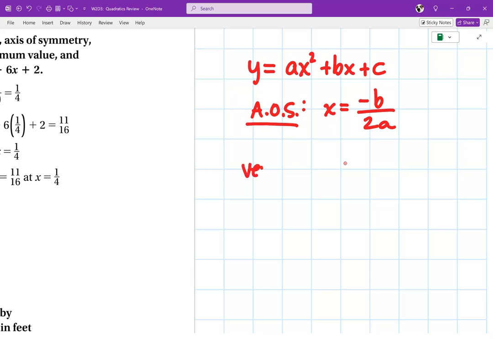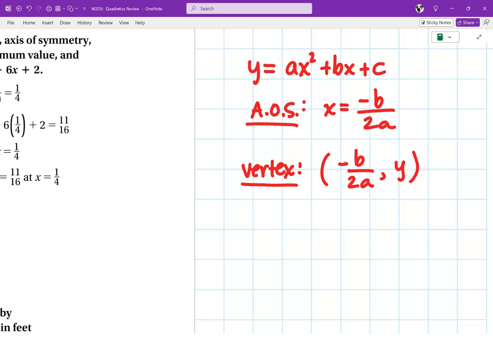If they want the vertex, which they did, then your x value for the vertex is negative b over 2a. In other words, your x value is your axis of symmetry. Then you take the axis of symmetry and plug it into the equation to find y. Okay, so we're going to do that right now so you can see it.